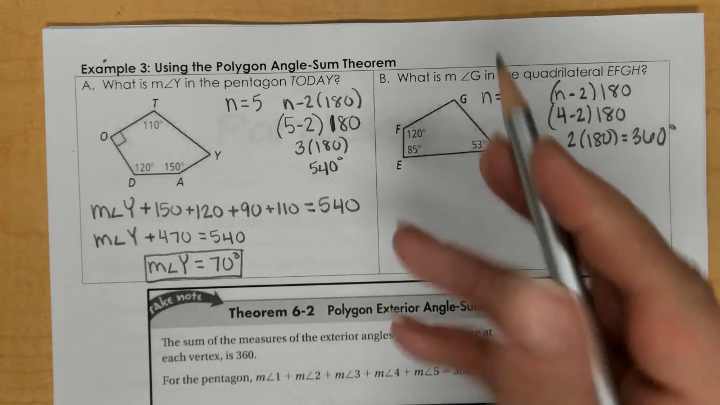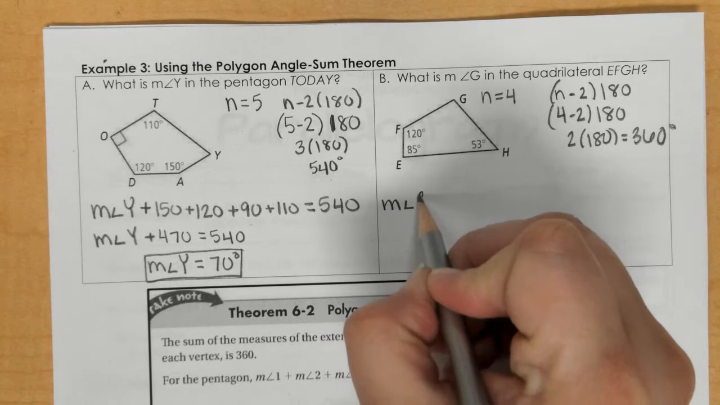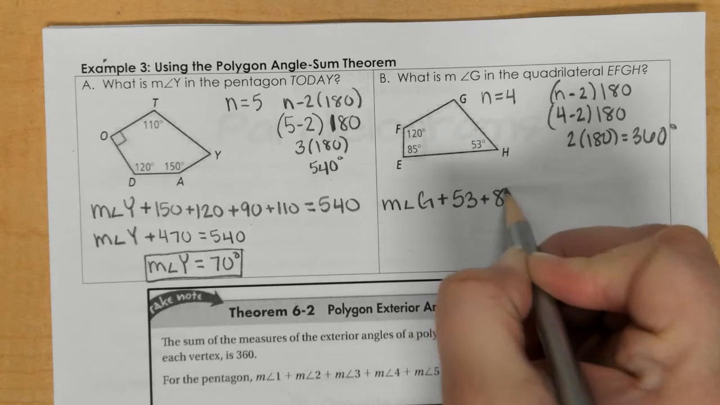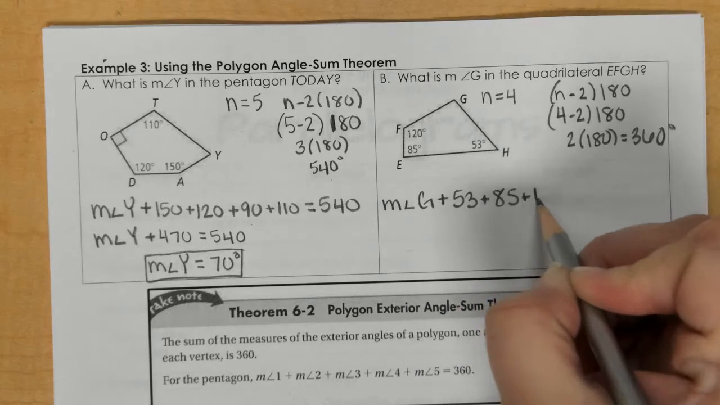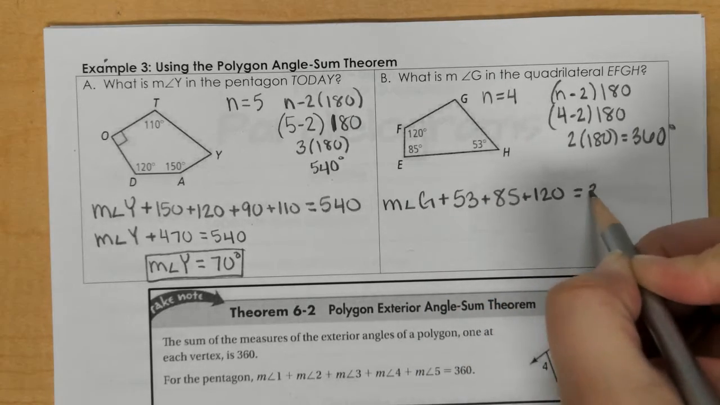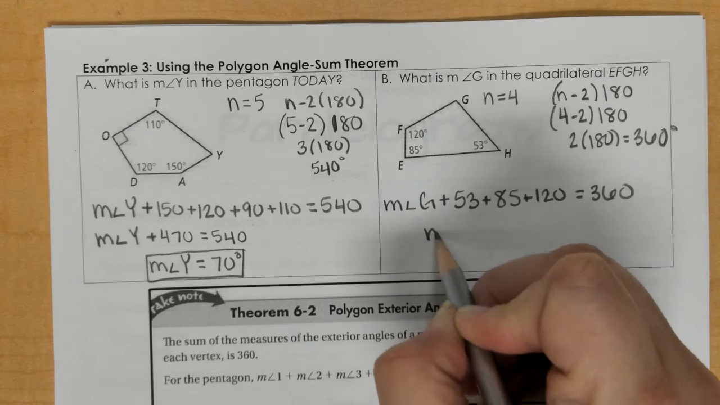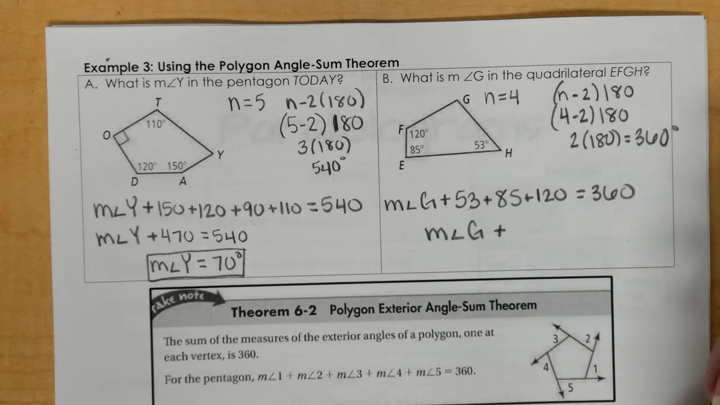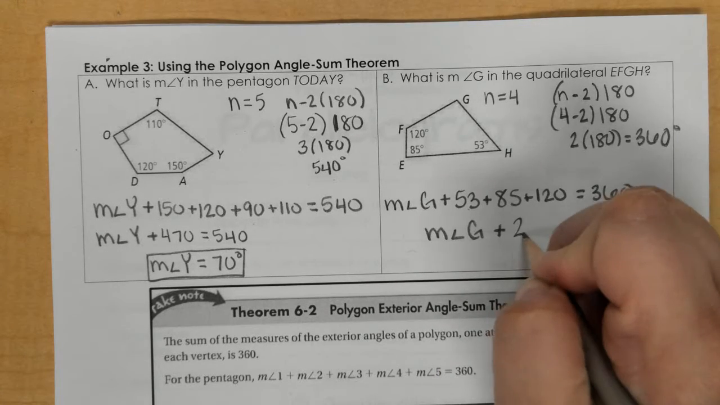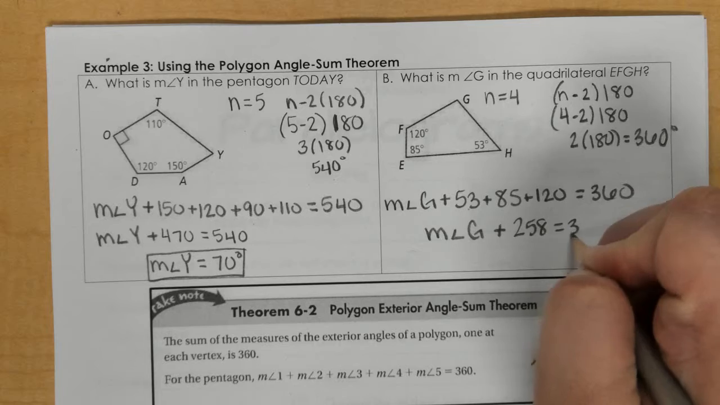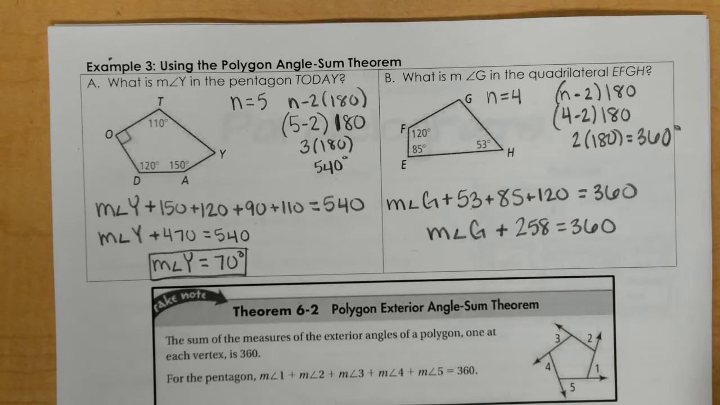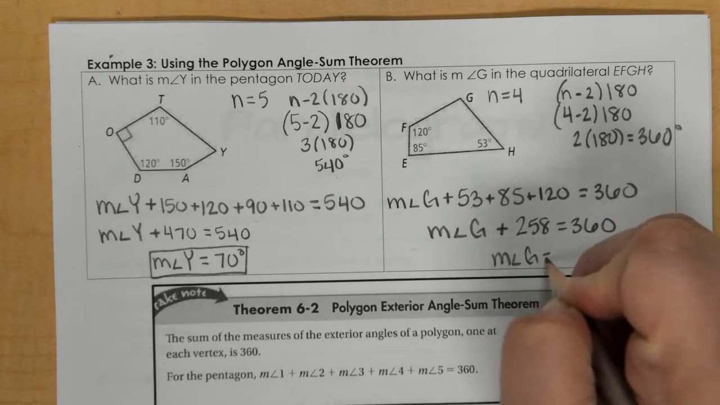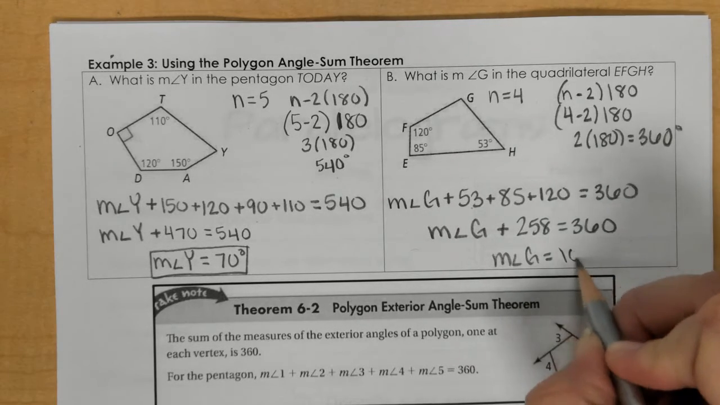So the measure of angle G plus 53 plus 85 plus 120 equals 360. So here I'm just combining those like terms, 53, 85, and 120. We get 258. And if I subtract the 258, we get 102 degrees.